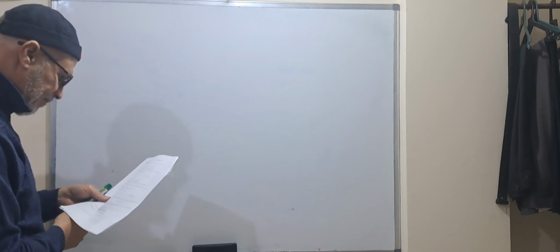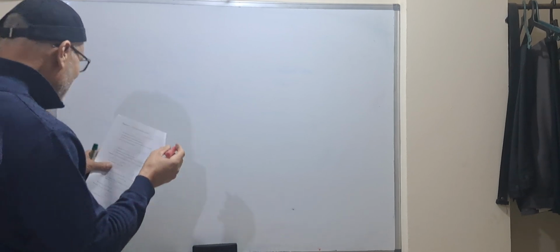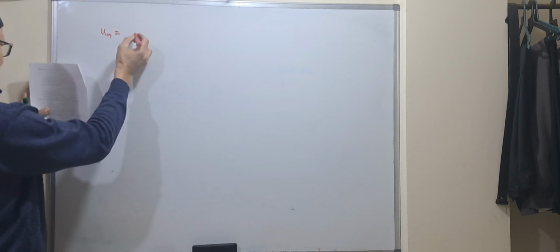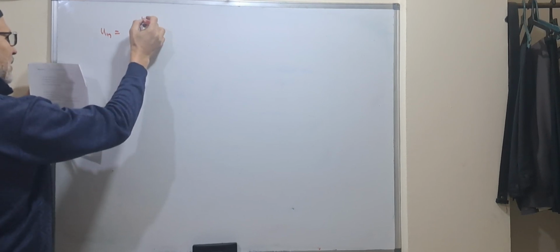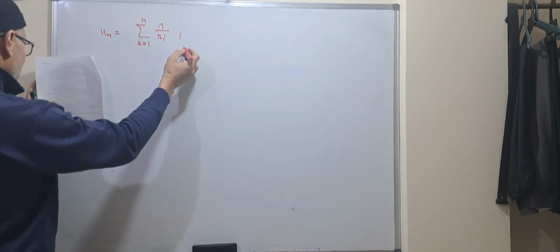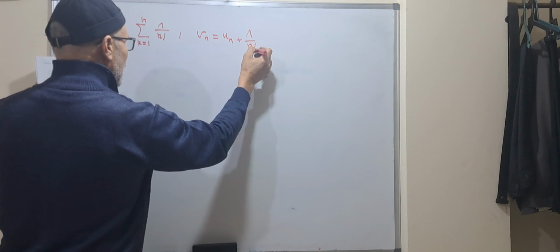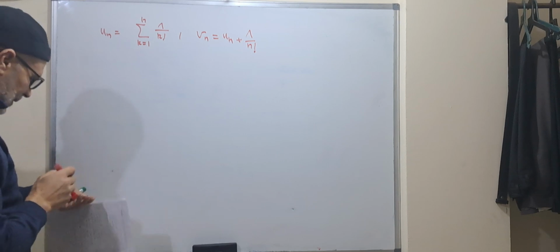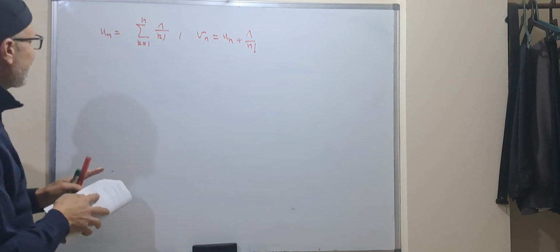Prove that, say in each case if the sequences un and vn are adjacent. First case, un is equal to the sum from k equal to 1 until n of 1 over k factorial, and vn is equal to un plus 1 over n factorial. These are the two cases. Are they adjacent or not?